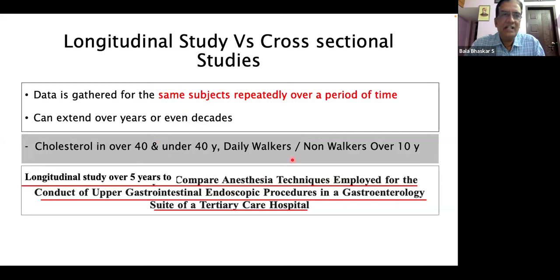There are also what are known as longitudinal studies. Longitudinal studies are the ones where data is gathered for the same subjects repeatedly over a period of time. It can extend for years or even decades. For example, I told you about cholesterol. If you follow up on the walking pattern, the walkers and non-walkers, not at a single point of time but for 2 years, 4 years, 5 years, and compare the data, that becomes a longitudinal study. Imagine I spoke about the published article on upper GI endoscopy, the practices of anesthesia and sedation in that hospital. The authors can very well come out with another article in future telling about a longitudinal study over 5 years to compare anesthesia techniques employed for the conduct of upper GI endoscopic procedures in a gastroenterology suite in a tertiary care hospital, right? So this is how the longitudinal study is defined.